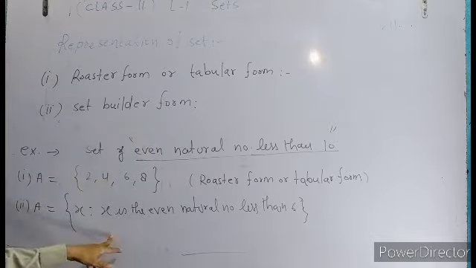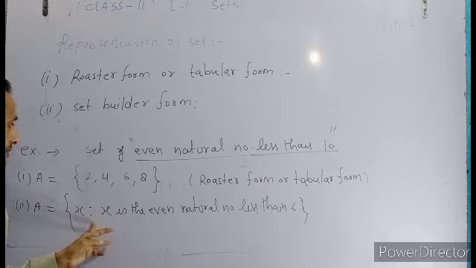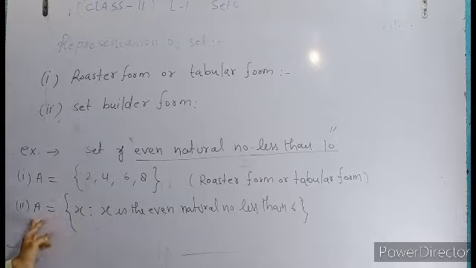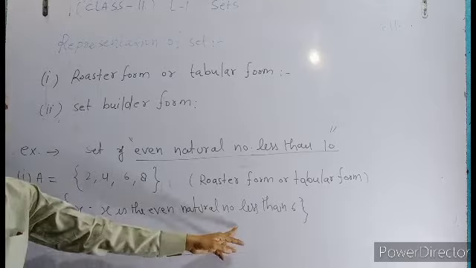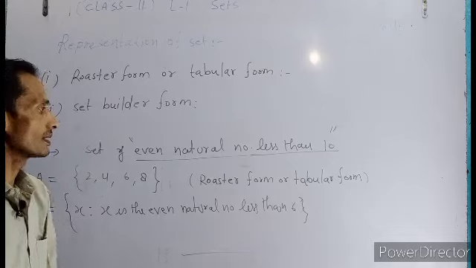We use this sign, the colon, which means such that. So A equals x such that x is an even natural number less than 10. What about x? We have to use the property of x here.